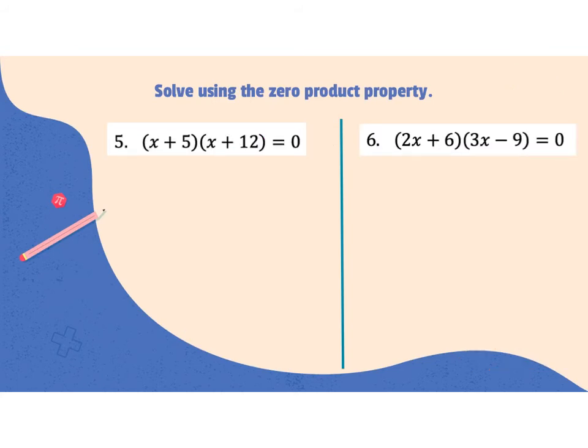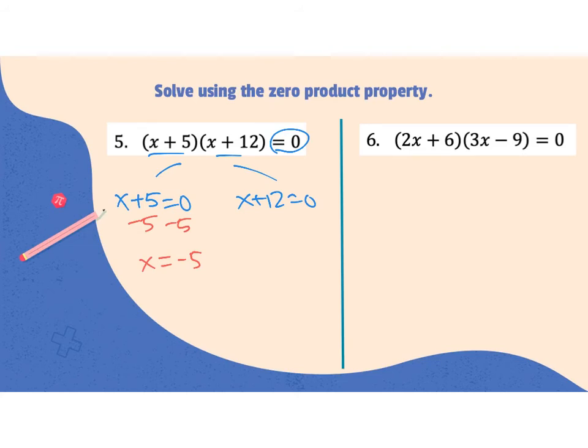Let's try the next two. So in number 5, I have the quantity x plus 5 times the quantity x plus 12 is equal to 0. So again, I notice that I have things set equal to 0. That tells me I'm going to split them and solve them. So I have x plus 5 equals 0 and x plus 12 equals 0. On the left-hand side, I need to subtract the 5. So I get x equals negative 5. On the right-hand side, I need to subtract the 12, and I get x equals negative 12. So down here, I have x equals negative 5, comma, negative 12.